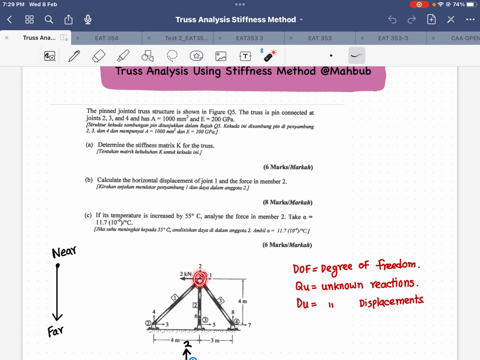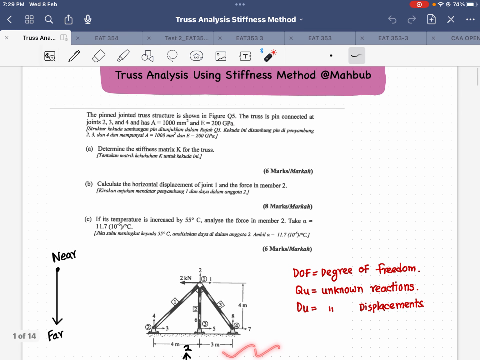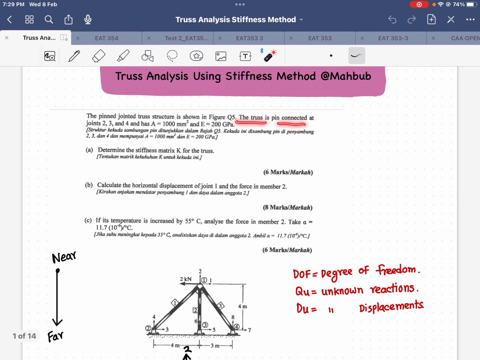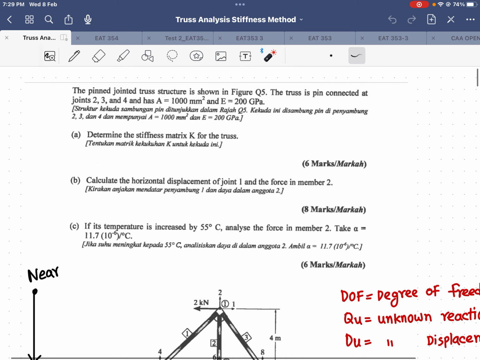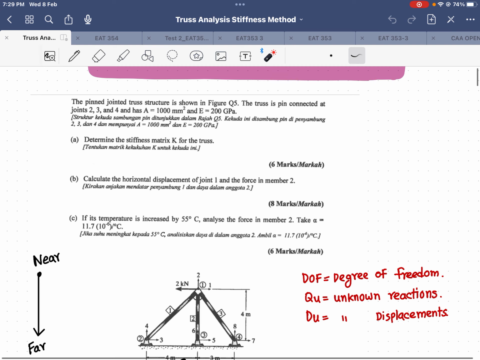This is the pin joint truss. You can see here, and the truss is pin connected to joint 2. You see the joint 2, and then joint 3 and also joint 4, and it has area 1000 square millimeter and E equal 200 gigapascal. So the first thing I'm going to do, I will determine the stiffness matrix K for the truss.